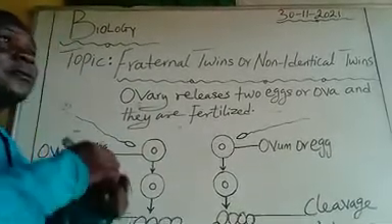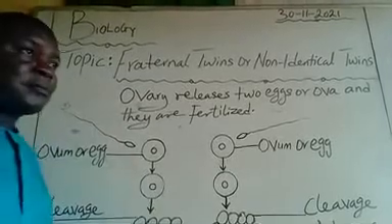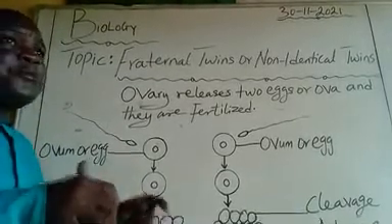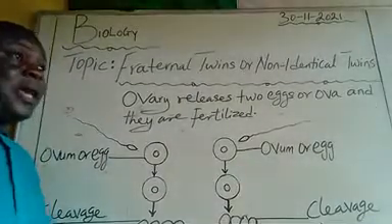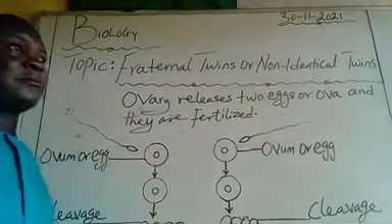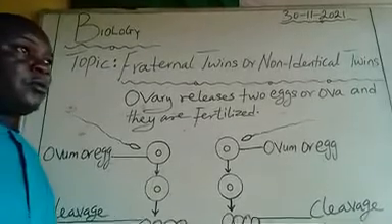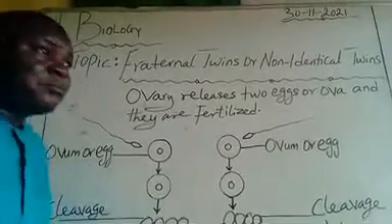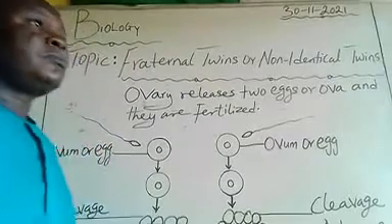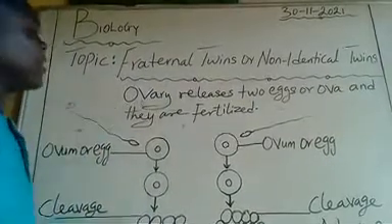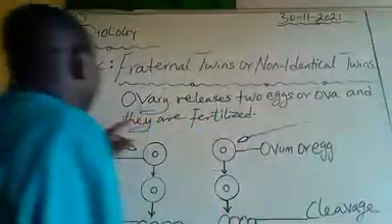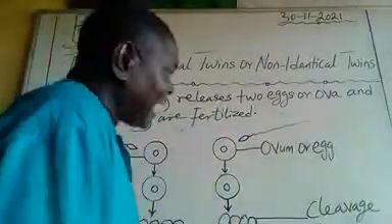They are different in terms of genetic characteristics. They look different. When you look at them, they are not the same. As you can see, the ovary releases 2 eggs or ova, and they are fertilized.